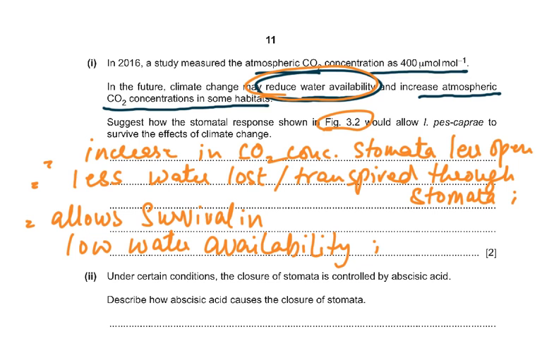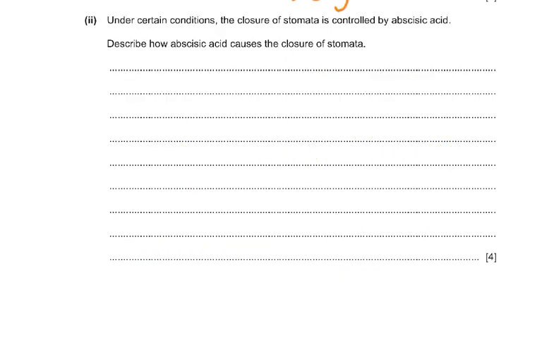Now coming to part 2, under certain conditions, the closure of stomata is controlled by abscisic acid. Describe how abscisic acid causes the closure of stomata. That is a direct question. Either you know this or you don't know this. Either you skipped this when you were revising or you know it. It's a very direct question. There's no ambiguity about it. There's nothing to think about.